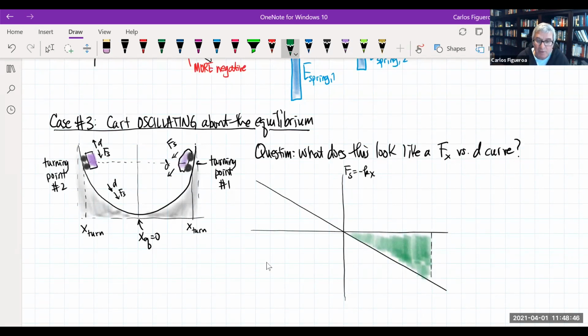Now to separate the two, I'm going to say that if this is 1, 2, 3, 4, 5, 6, this should be 1, 2, 3, 4, 5, 6. So this would be the other turning point right here. So this is X turning point number 2. This is X turning point number 1. And of course, that's the direction of X.